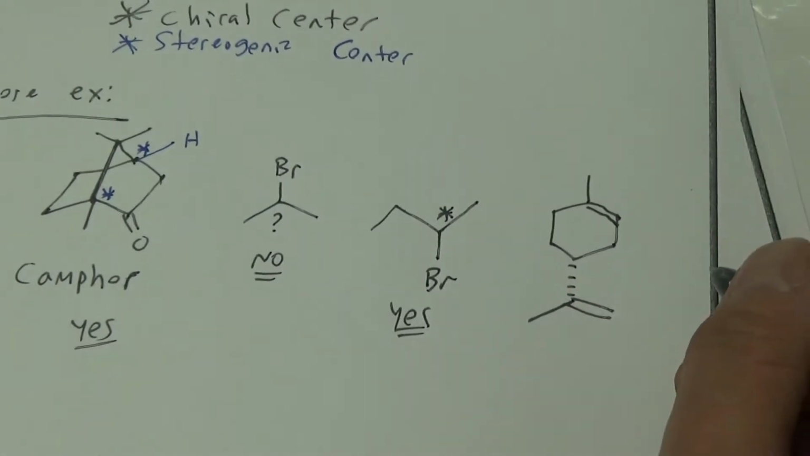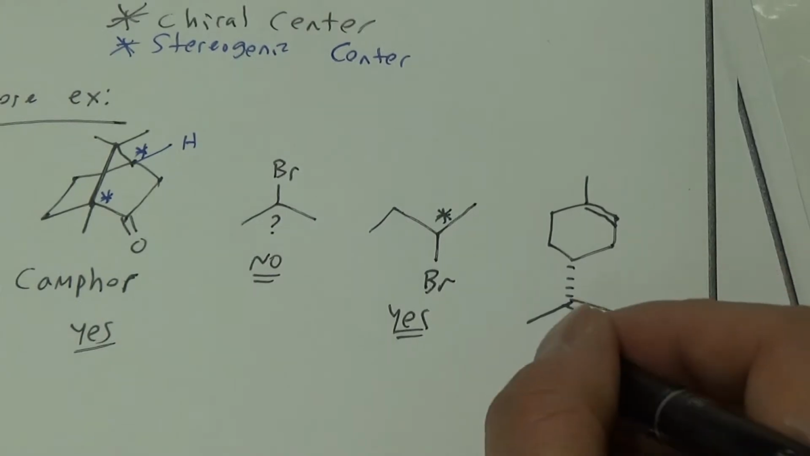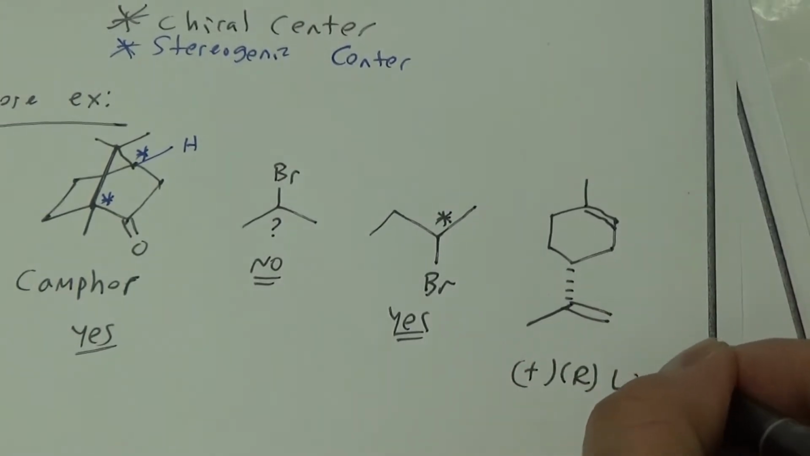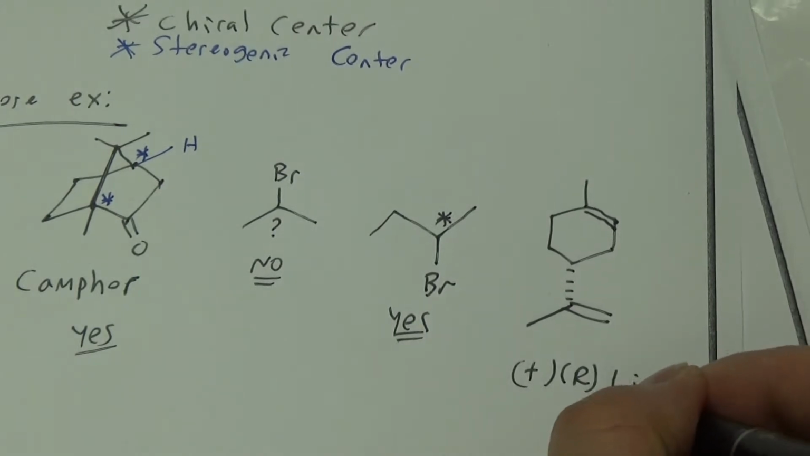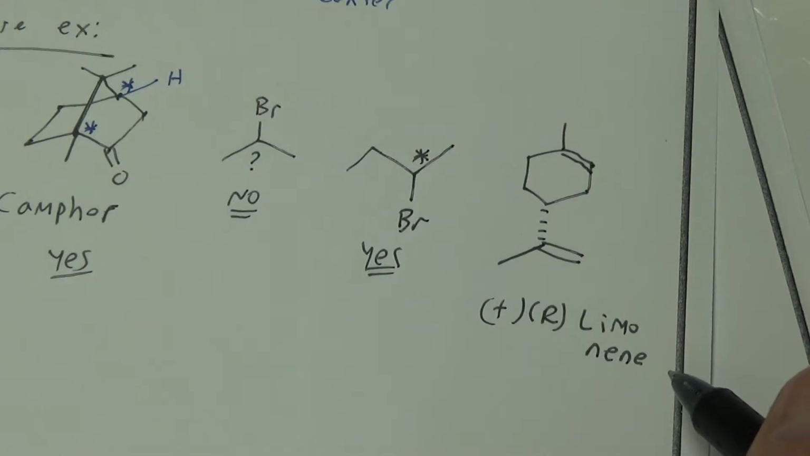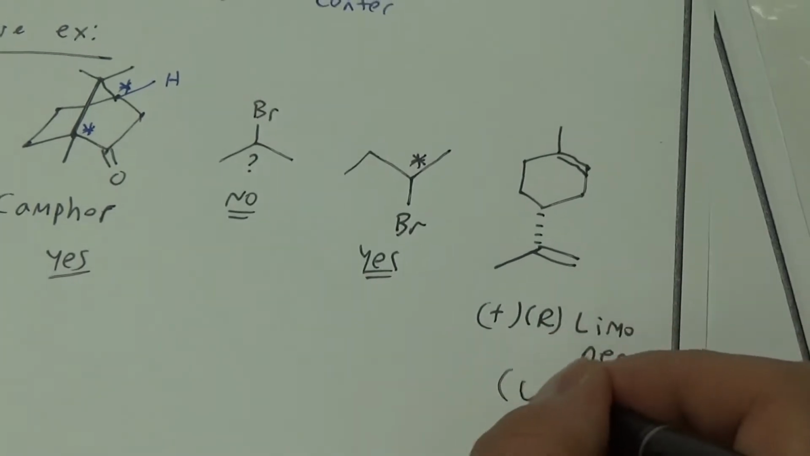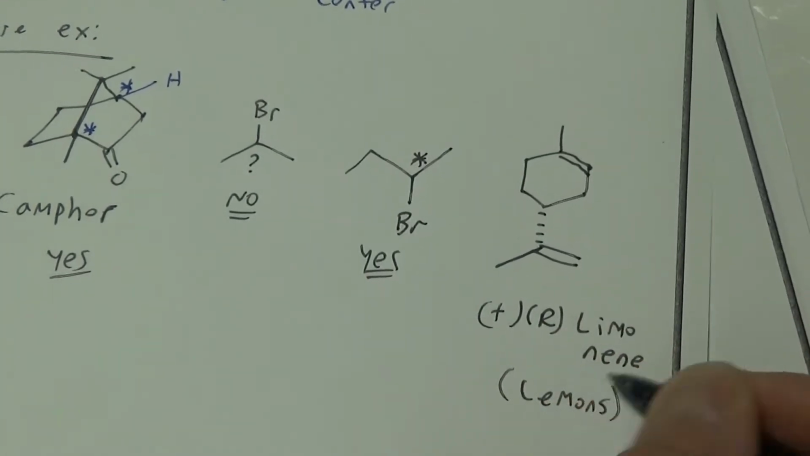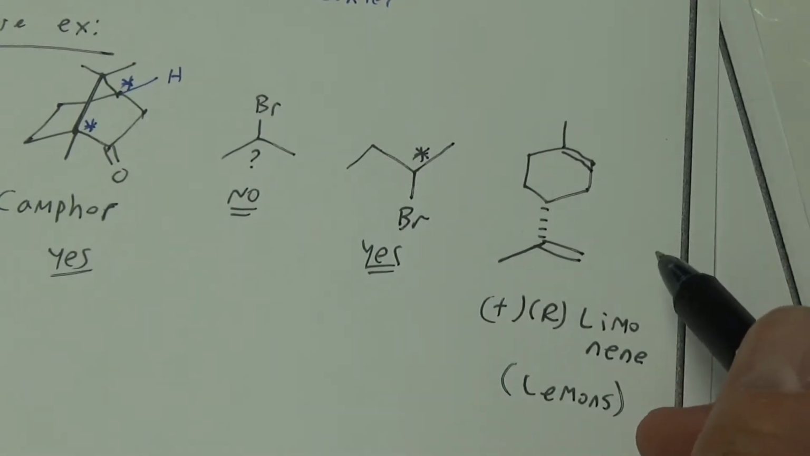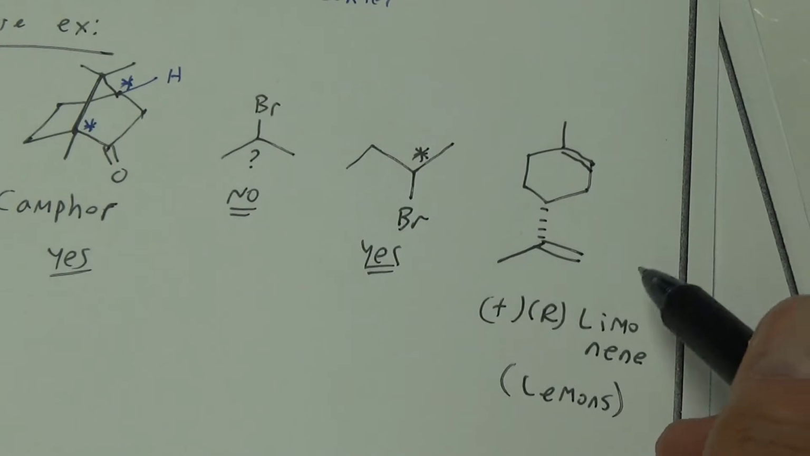What about this molecule? It's called plus R limonene. It's all one word, L-I-M-O-N-E-N-E, limonene. This is found in lemons, and it gives lemons the sort of unique smell of lemons. Okay, is it chiral? How many stereogenic centers are there?